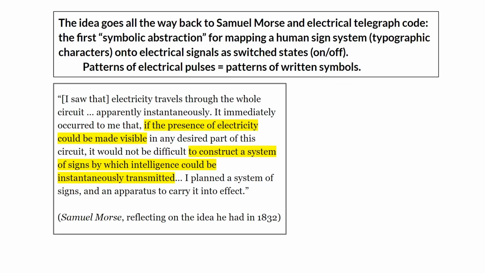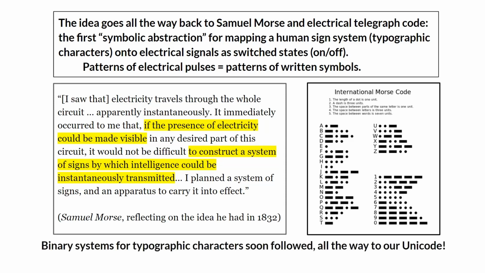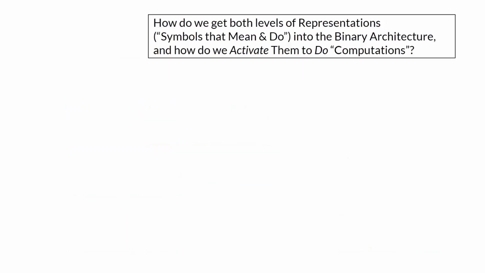Actually, there's the secret, right? The presence of electricity made visible in any desired part of the circuit. That's what we're still doing. And Morse code, which spread through the world internationally really quickly, is still in use today, was like a proto-binary system, dot, dash, on, off, presence, absence, right? And binary systems for typographic characters soon followed, all the way to our present day Unicode, which is behind every form of text we use today.